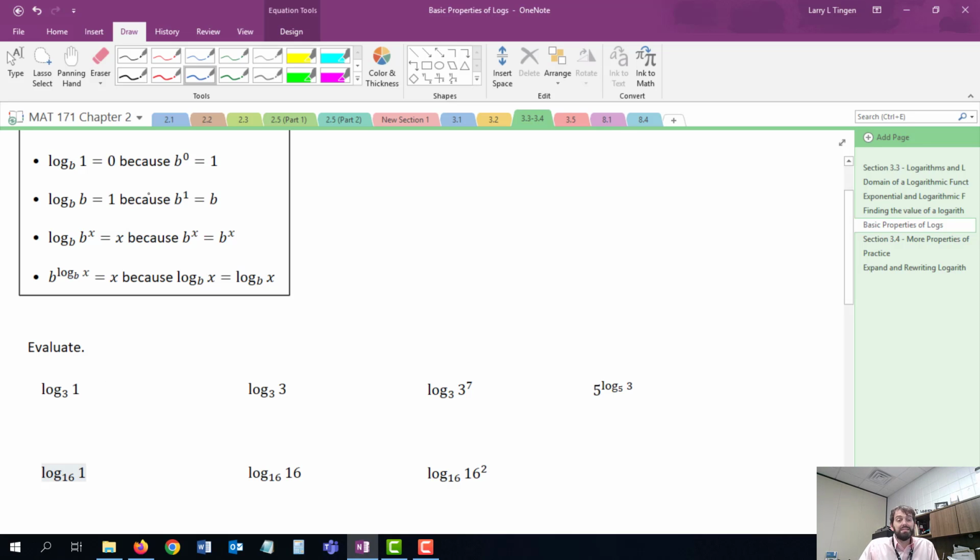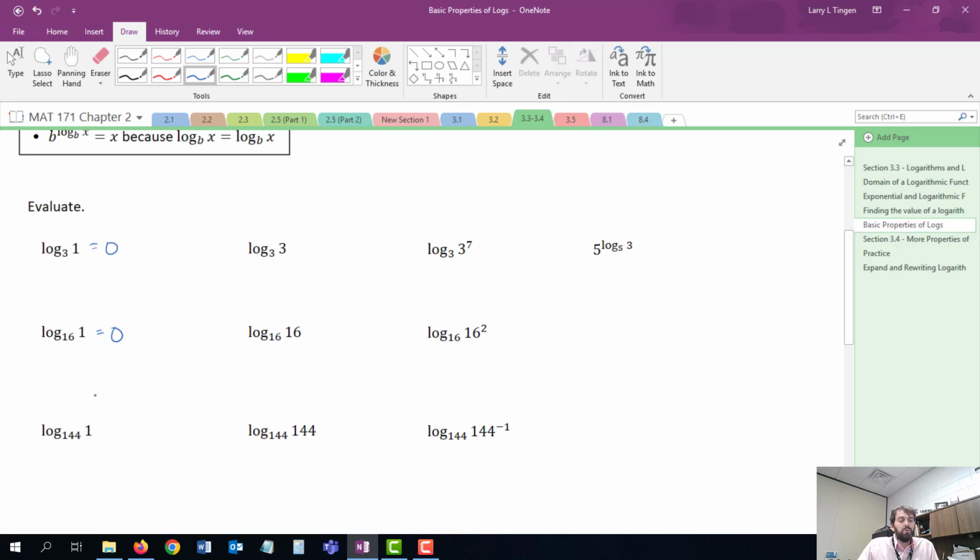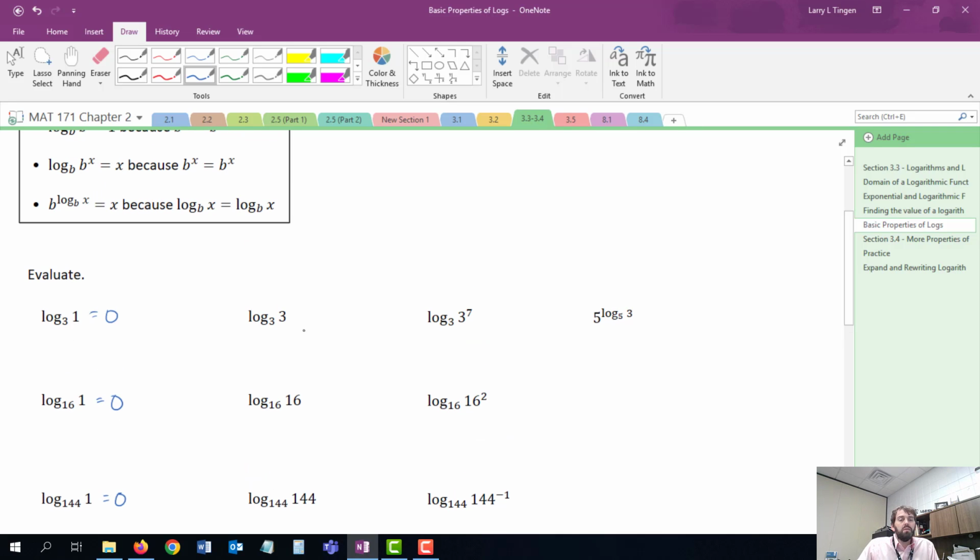Next, log base 16 of 1. When the argument is 1, the power is always 0. Next, log base 3 of 3. The base and the argument match. So what is this saying? Just as a reminder, this is 3 to some number equals 3. What is the number? It's 1.